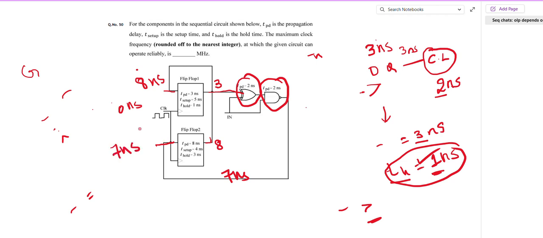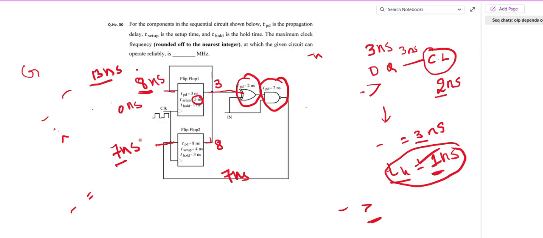And I know that after my input is available for the flip-flop, I should not change it, according to the setup time. Here, what is the setup time of this flip-flop? 5 nanosecond. So the input is getting changed at 8 nanosecond and my setup time is 5 nanosecond. That means here I am getting the clock period according to this as 13 nanosecond.